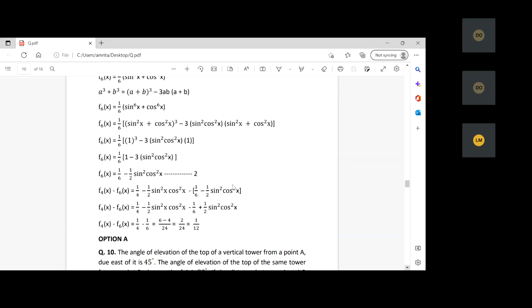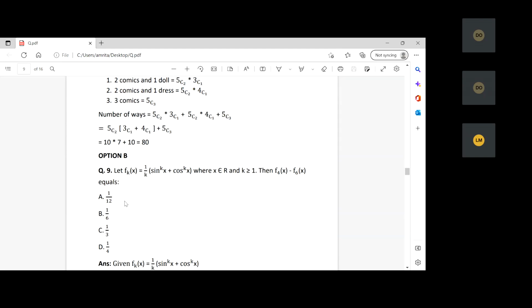So once you have simplified it, you can directly substitute it. When you substitute, you can see that these two terms cancel. It's 1 by 4 minus 1 by 2 sine square x cos square x minus 1 by 6 plus 1 by 2 sine square x cos square x. These two terms get cancelled and you have 1 by 4 minus 1 by 6, which is just 1 by 12. So the correct answer for this question is option A, which is 1 by 12.